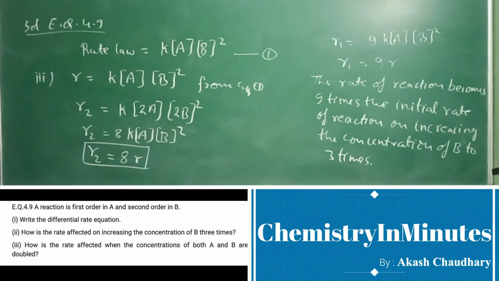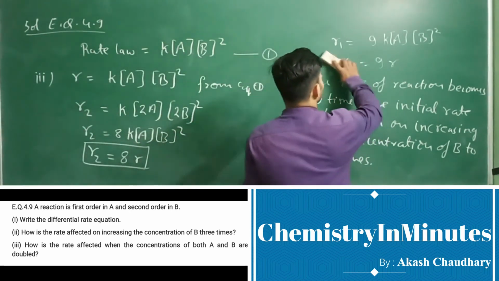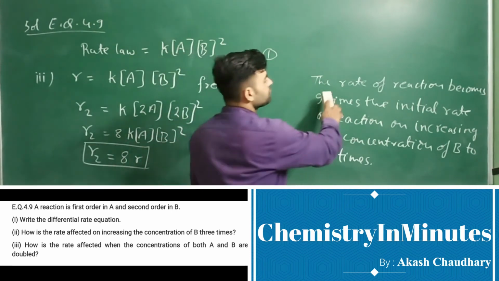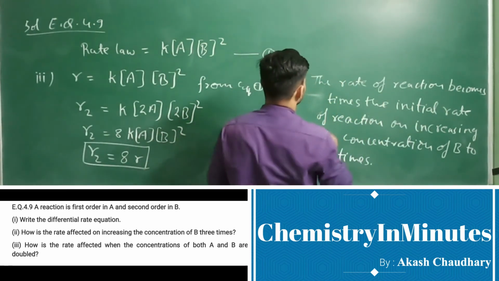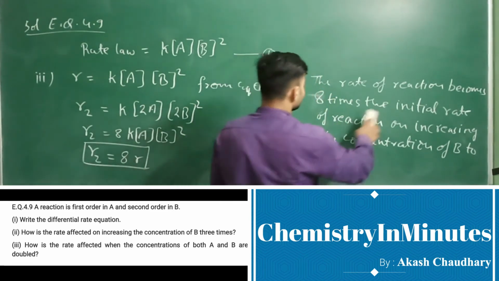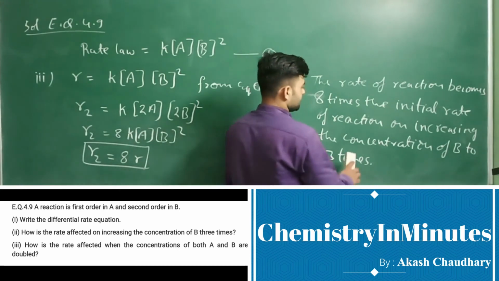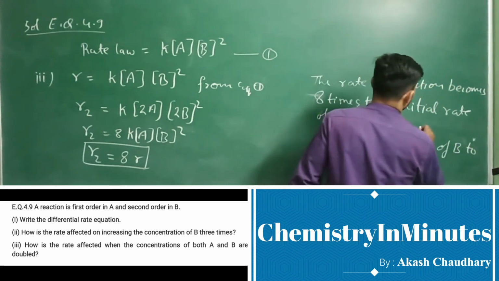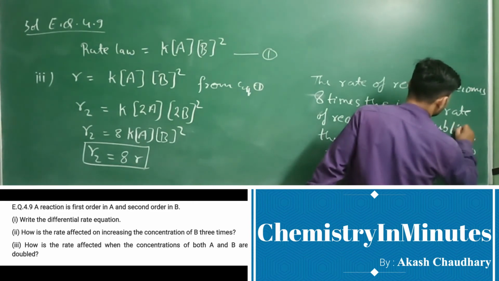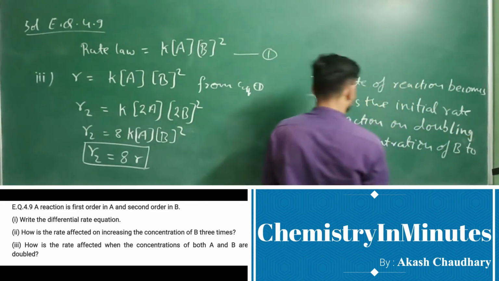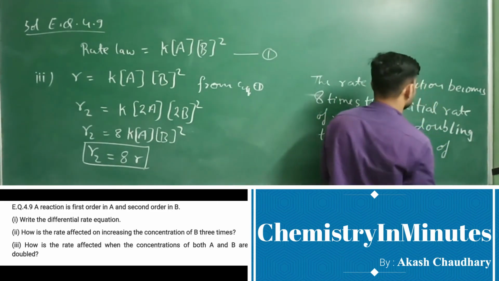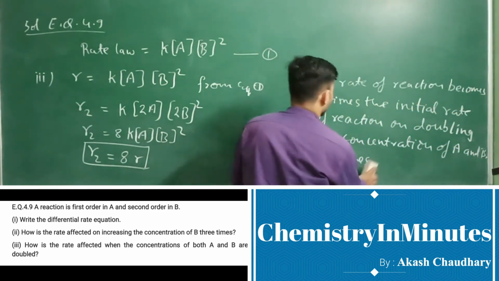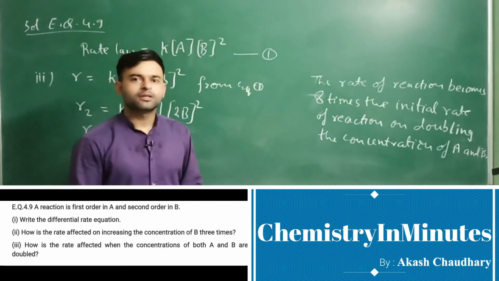So from here we can state that the rate of reaction becomes 8 times the initial rate of reaction on increasing the concentration, or we can write on doubling the concentration of A and B. So this will be the answer to the question.